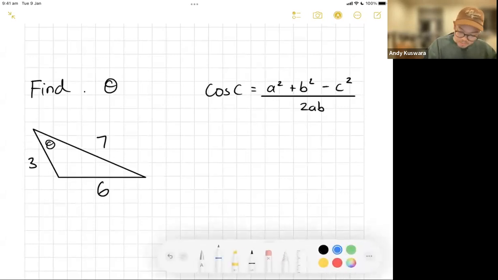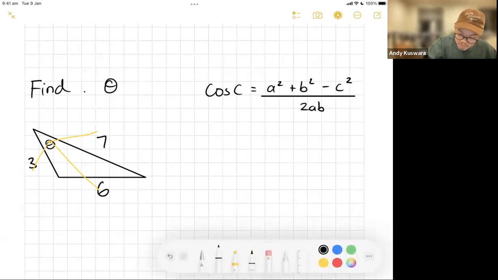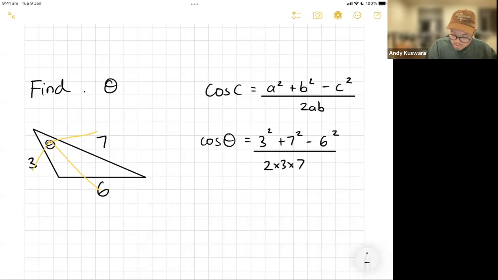Now let's take a look. I've got my angle, I've got two sides, included angle, and I've also got the opposite. I can kind of see that I'm working with my cosine. In this case here, the unknown is the cos theta, and then the a squared and the b squared, I always think are the two surrounding ones. So it'll be 3 squared plus 7 squared. And I need to minus the opposite side, which is the 6 squared. And like I said, a and b was the 3 and the 7.